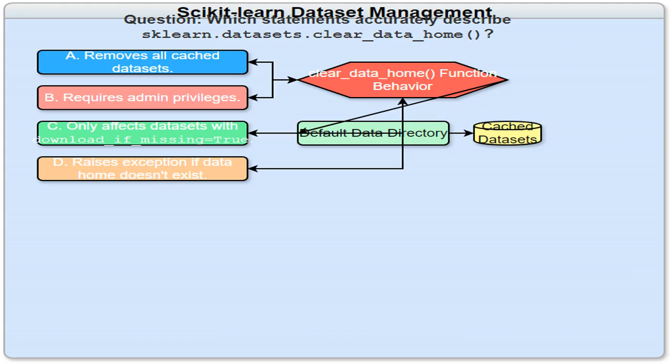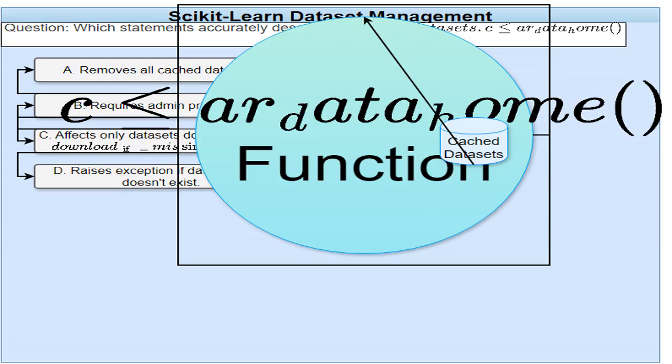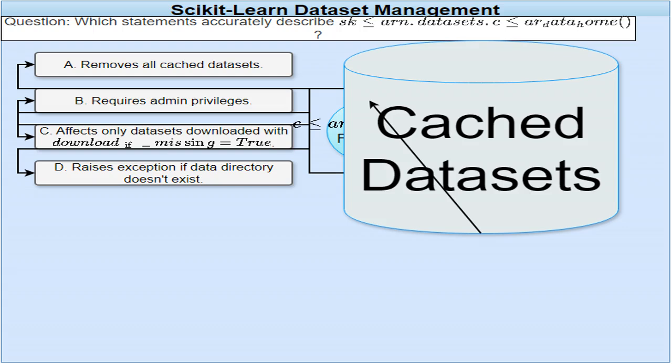This is the core question of the quiz. I need to identify which statements correctly describe the behavior of the _clear_data_home function. I'm explaining the _clear_data_home function in Scikit-learn. It's a tool that helps manage the datasets Scikit-learn downloads and stores for later use. Think of it as a cleanup crew for your Scikit-learn data. Scikit-learn often downloads datasets needed for examples and testing. To save time, it keeps copies of these datasets in a special folder. We call these saved copies cached datasets.